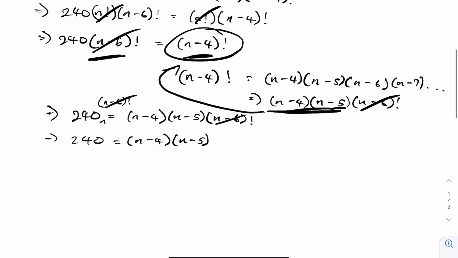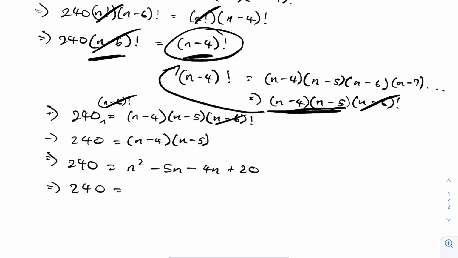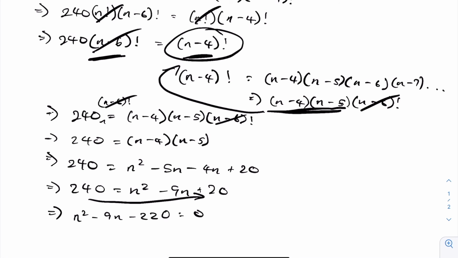So now we have basically a quadratic because we expand it. It gives us n squared minus 5n minus 4n plus 20, which can simplify down to 240 equals n squared minus 9n plus 20. We can drag the 240 to this side by subtracting 240 from both sides, so it's n squared minus 9n minus 220 is equal to 0. We could obviously use the quadratic formula, which is in another video if you haven't covered it yet, but we can just use our knowledge to also solve this.